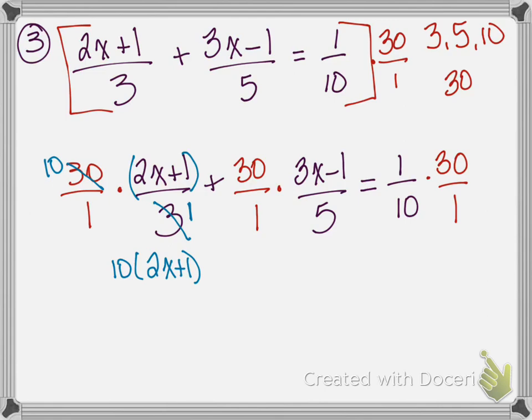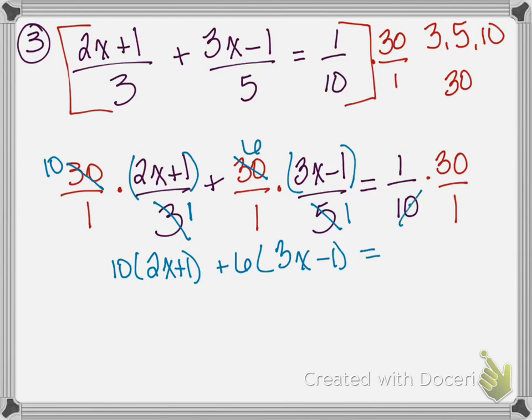Okay? My 5 goes into 5 once. 5 goes into 30 6 times. And that 6 is multiplied by my entire numerator. So I have 6 times 3x minus 1.